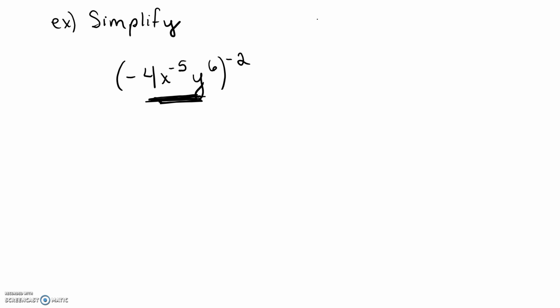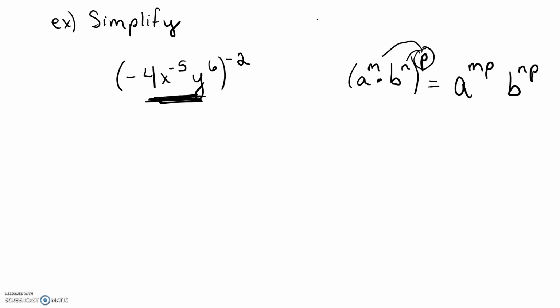So we are going to use the products raised to powers exponent rule, which is a to the m times b to the n, all raised to some power. As long as you have a product inside, you take that exponent on the outside and multiply by every exponent on the inside. So that becomes a raised to the m times p, b raised to the n times p. And that's what we're going to do for this problem.